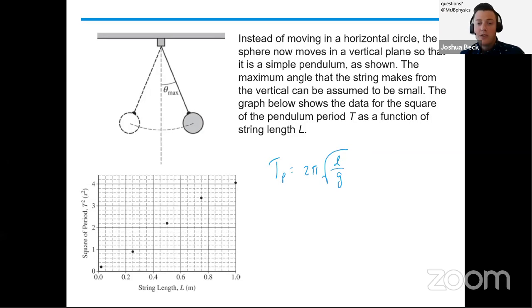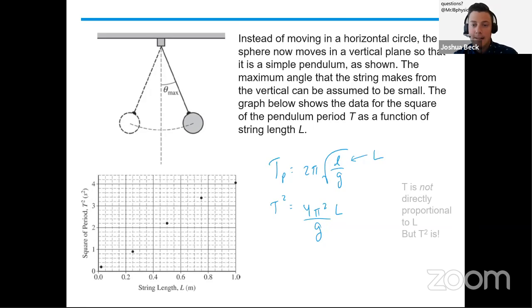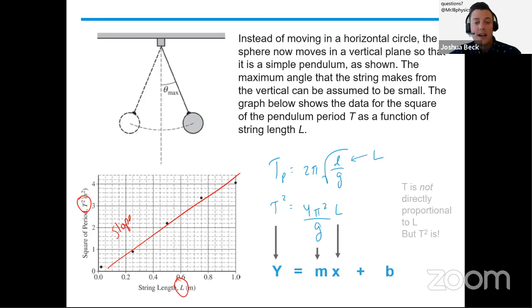Now, I want to briefly show you why we're graphing the square of the period. This is the equation for the period of a pendulum. See, T is not directly proportional to L, so if I were just to graph T versus L, I wouldn't have a straight line. But if I square everything, I get T squared equals 4 pi squared over g times L, and we can see that T squared is directly proportional to L. So if I put T squared on my y-axis and L on my x-axis, I will get a linear relationship. I get this straight line, and the slope would be this m term. That's going to be 4 pi squared over g.